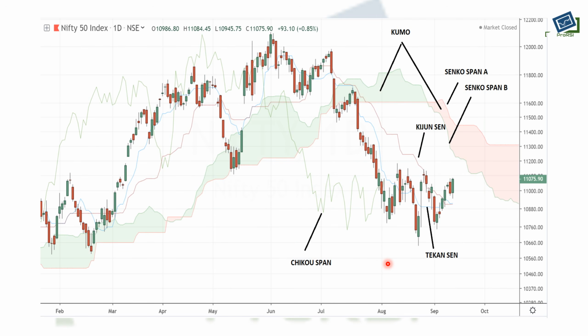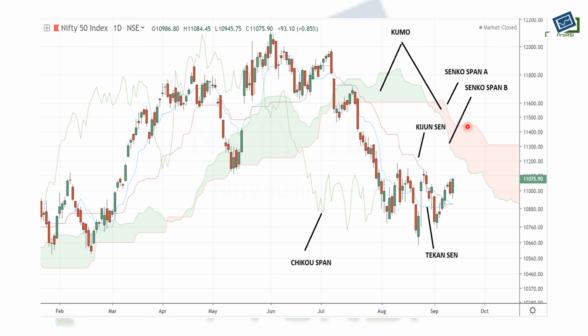So this is how the Ichimoku chart looks like, and I have labeled all the components. Basically, as I told you, we have this Chikou span, we have this Tenkan-sen, we have this Kijun-sen, the span A, the span B, and we have this Kumo, the cloud, between span A and span B. It's quite simple.